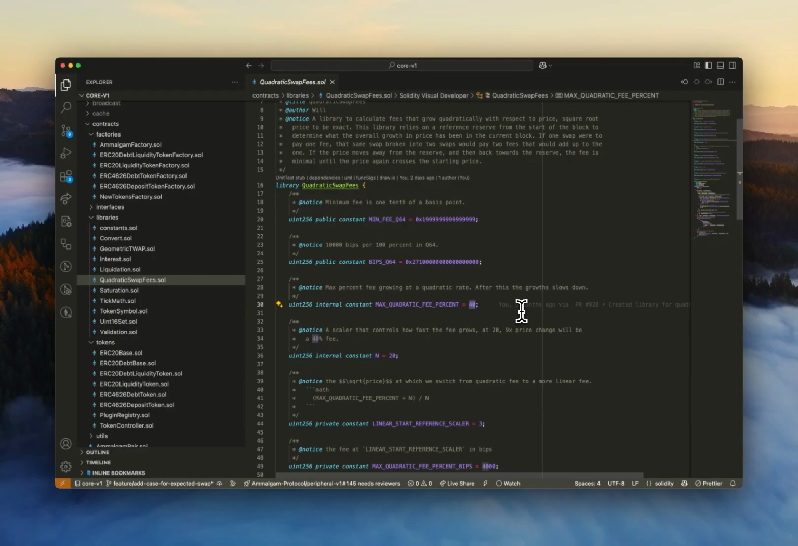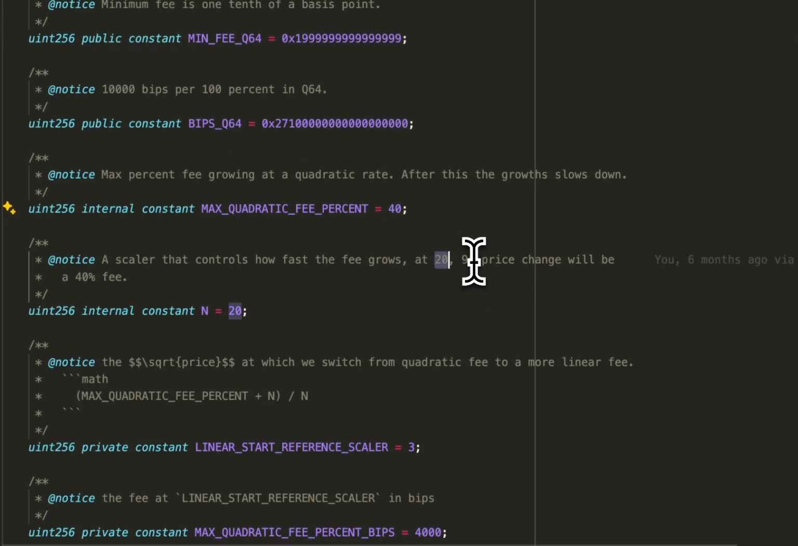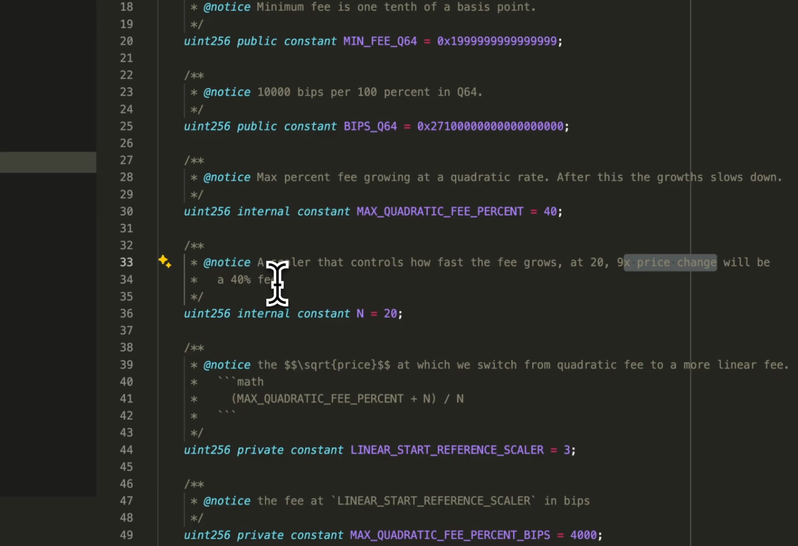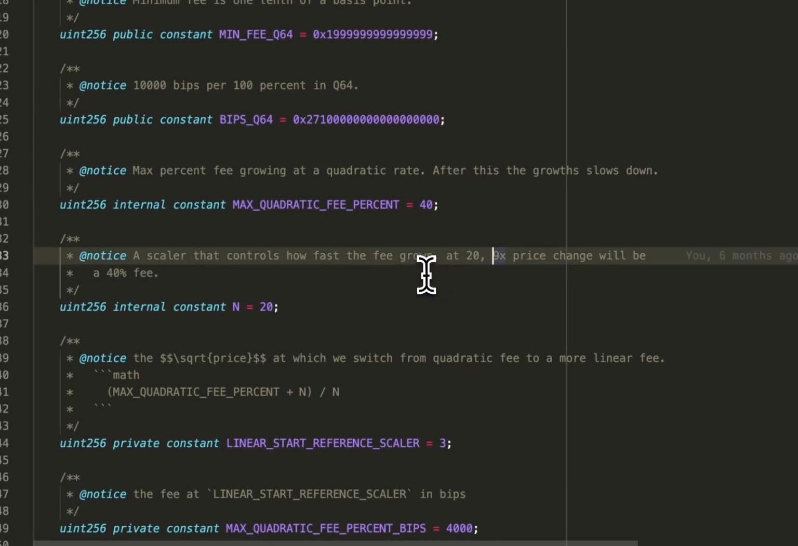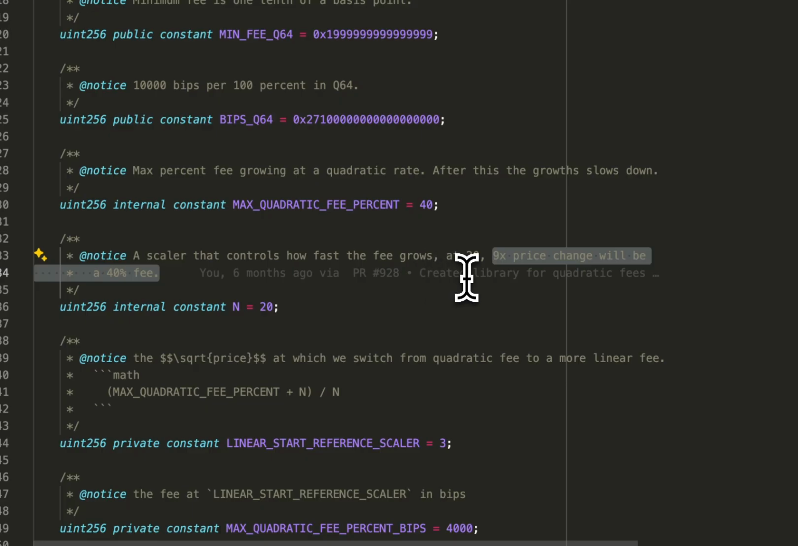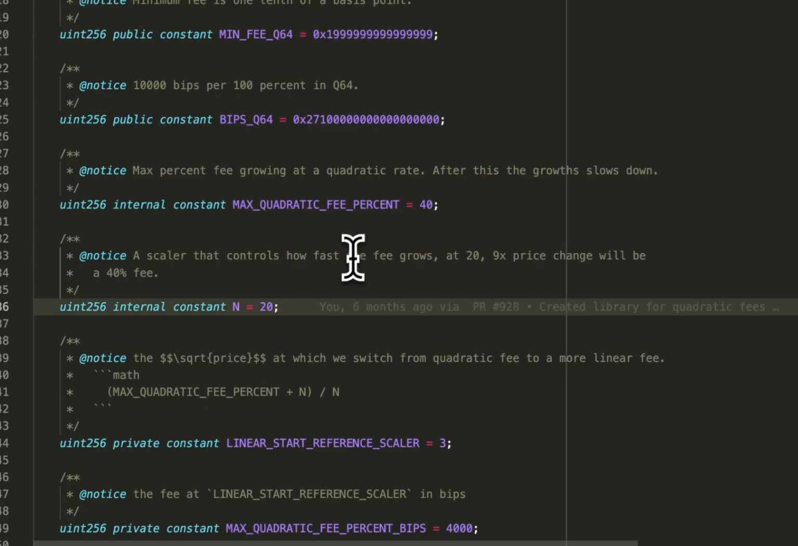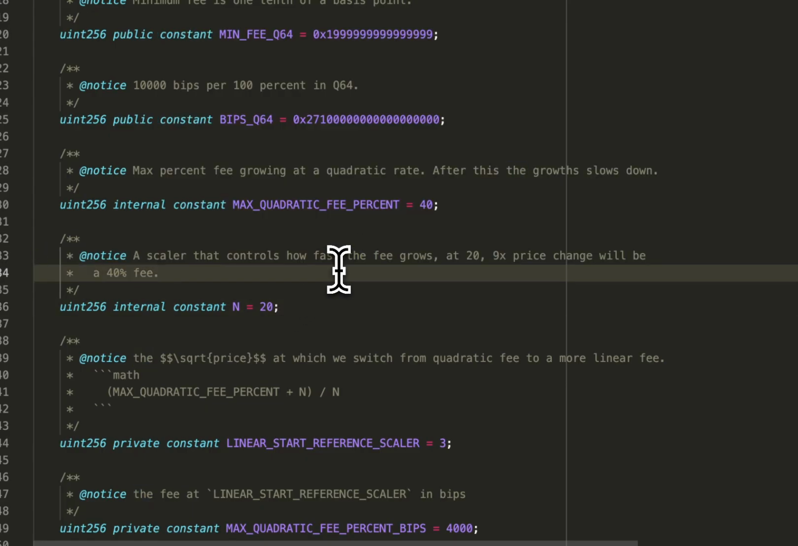So you would pay a 40% fee. I can't remember the exact numbers, but I think you double or triple the price. Actually, there's probably something in the notes here that a 9x price change would be a 40% fee. Yeah, so if you 9x the price, not double, you pay a 40% fee.